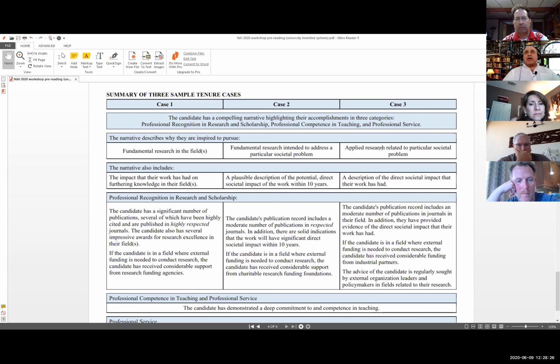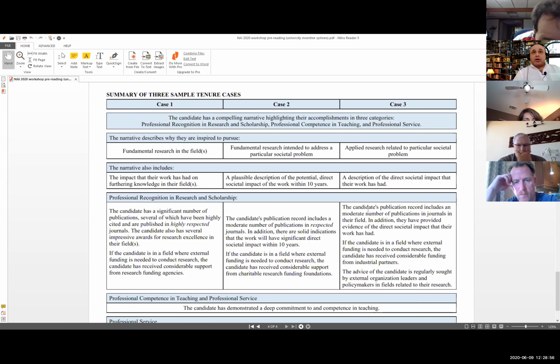On the other side of this, following the same kind of paradigm that Lauren had set up in that chart, is case 3, which is a highly applied case, where the narrative actually is a description of the direct societal impact the work has had. The candidate's publication record includes a moderate number of publications in journals in the field, and they've provided evidence of direct societal impact that their work has actually had. The candidate is in a field where external funding is needed to conduct research. Then the candidates also receive considerable funding, but mostly from industrial partners, as opposed to in the first case where it's maybe from research funding agencies. They're also regularly sought out by external organization leaders and policymakers in fields related to their research. So these are prototypical fundamental basic research and fundamental applied research.